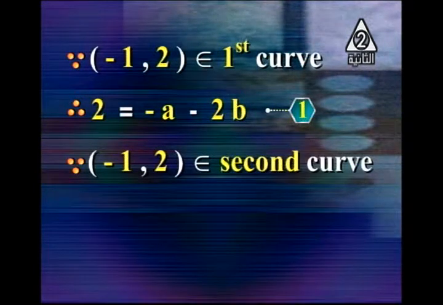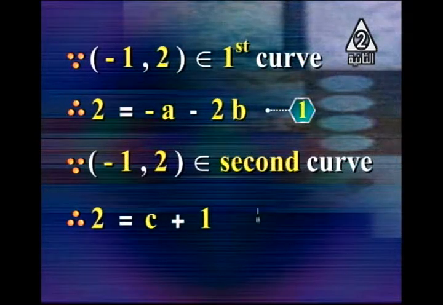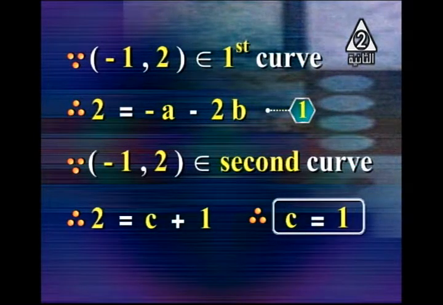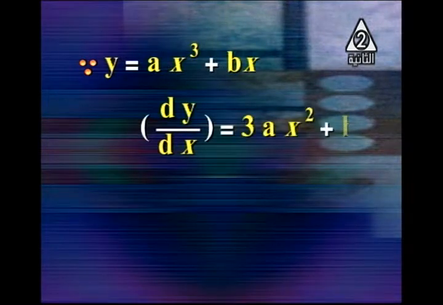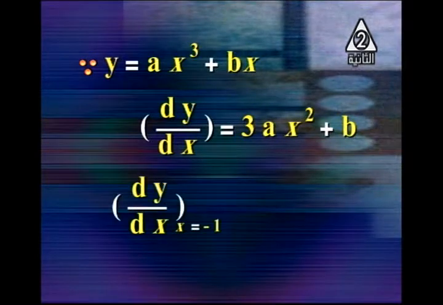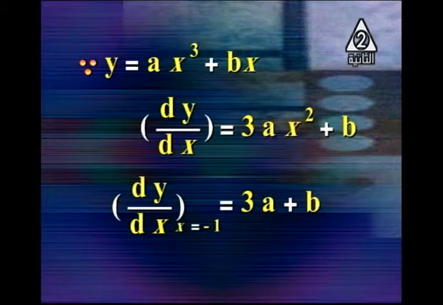After that, (minus 1, 2) belongs to the second curve. Then 2 equals c plus 1, so c equals 1. Since y equals ax cubed plus bx, we find dy over dx equals 3ax squared plus b. This is the slope of y equals ax cubed plus bx. At x equals minus 1, by substitution, dy over dx is 3a plus b.